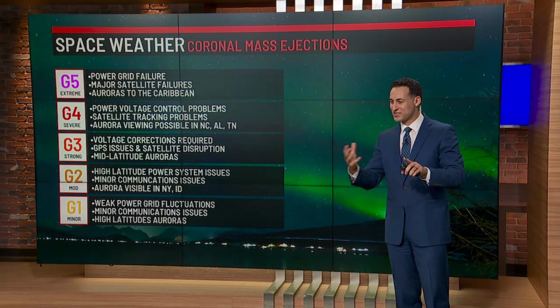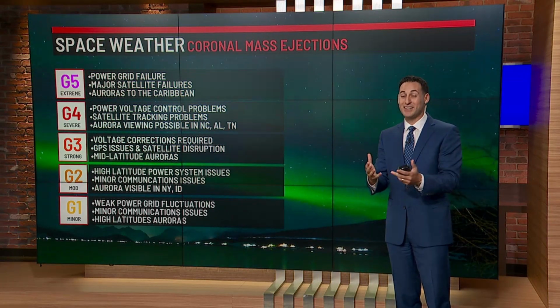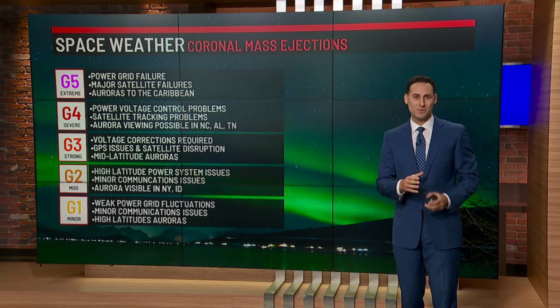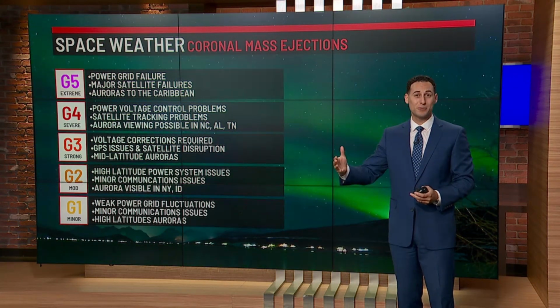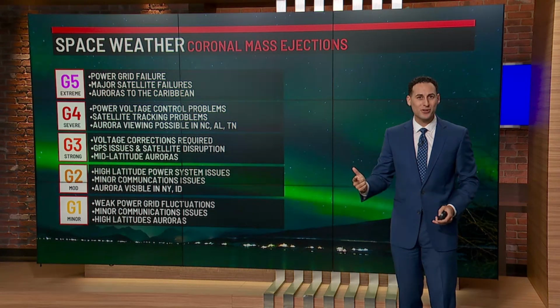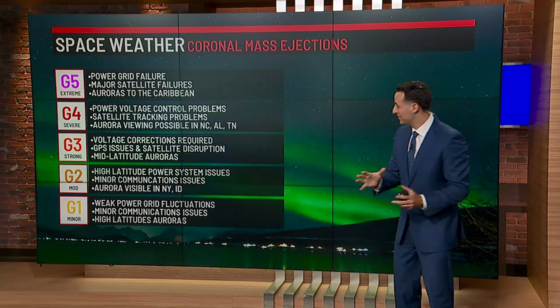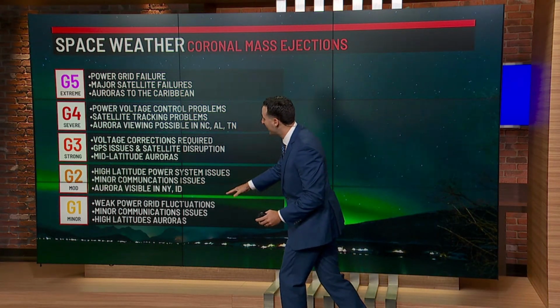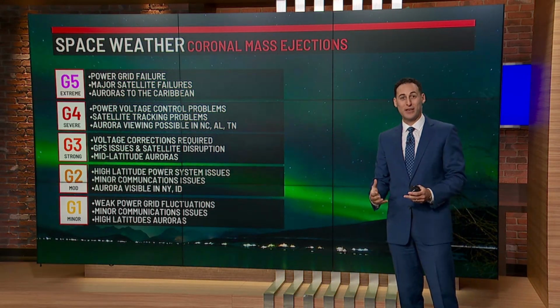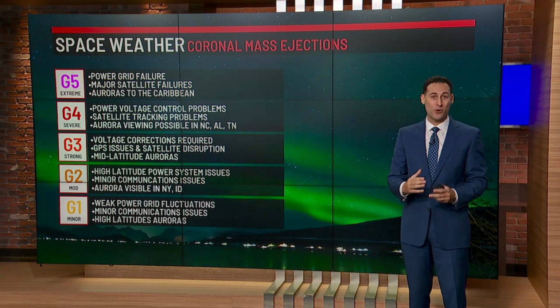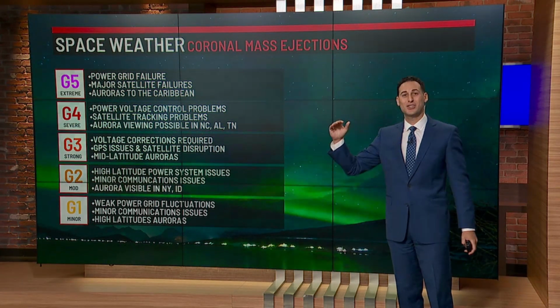Starting at the source, which is the sun, every now and then, the sun has what's called a coronal mass ejection, or CME for short. This is when the sun ejects part of its corona, which includes plasma and charged particles. And there's a scale for this. Starting at G1, which is considered minor, and then up to G5, which is extreme. That can result in power grid failures, but also spectacular auroras that go all the way down to the Caribbean.